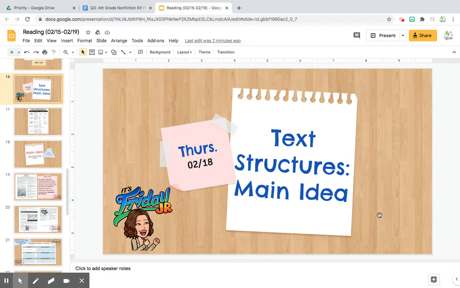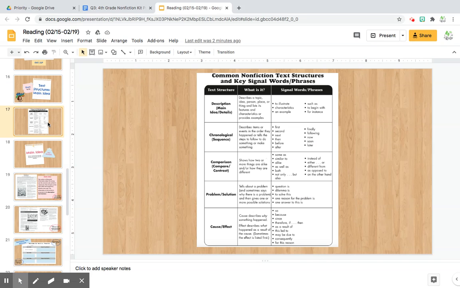Hey friends, Thursday here, and today we're going to focus on text structures, specifically the main idea text structure. Okay, so friends, we already know that readers of nonfiction understand the importance of sorting through all the information they encounter in a text. There are many different ways to sort through information. However, the easiest way is to follow the writer's lead and sort through the facts by following the text structure that they used writing their text.